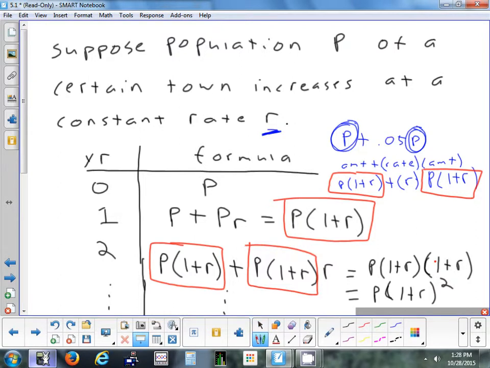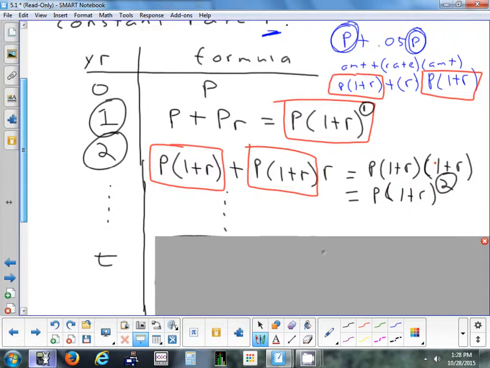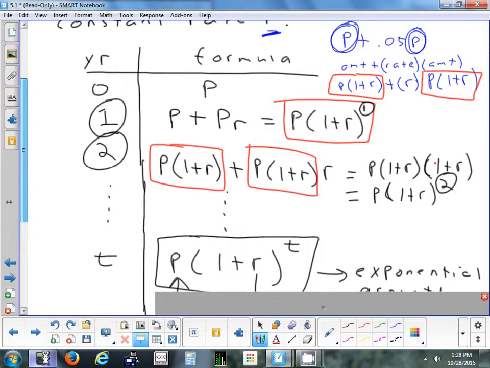Okay, and at this point, I want to just try to find a pattern to do this again. The first time we had, think of this as to the first power, first year. Second power, second year. What do you think the formula for the third year would be? P times 1 plus R to the third. P times 1 plus R to the fourth. Okay, what about after T years? Yeah, P times 1 plus R to the T, where T is how many years have gone by.